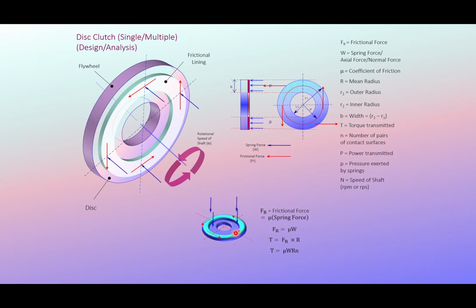So the normal force is acting on the surface, and when the disc rotates, it actually causes a rubbing between the surface of the frictional lining and another plate, that might be the pressure plate, which is in contact with the disc. So these forces that are pressing onto the surface of the disc will, at the same time, produce frictional force.